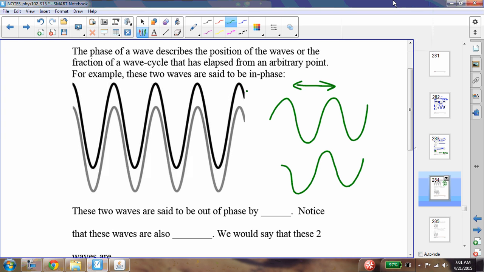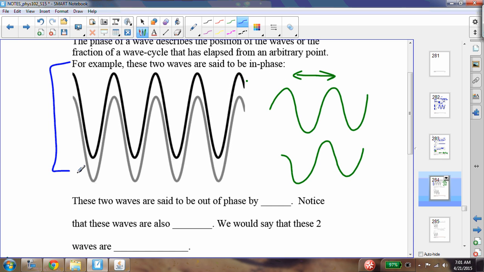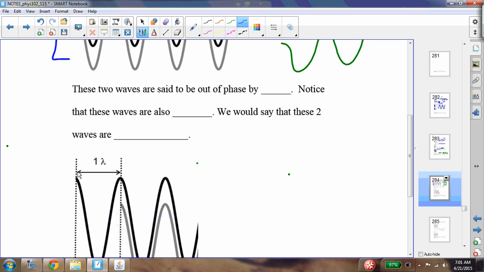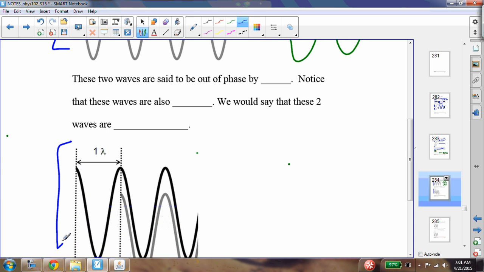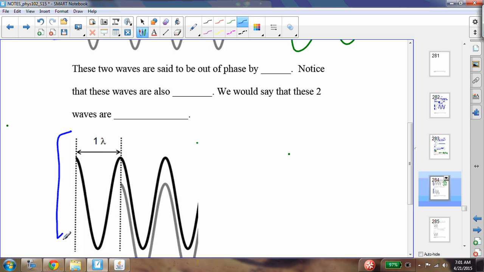Okay, so these waves are said to be in phase. All right. Now, these waves down here, notice how one is offset by the other. This one starts, it goes through one complete wavelength, and then this next one starts. Then these are said to be out of phase by one wavelength.